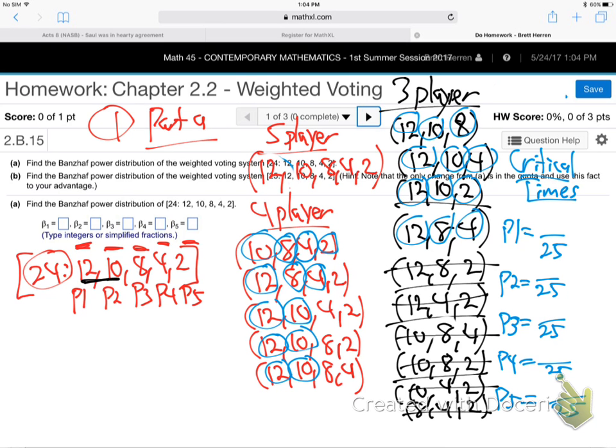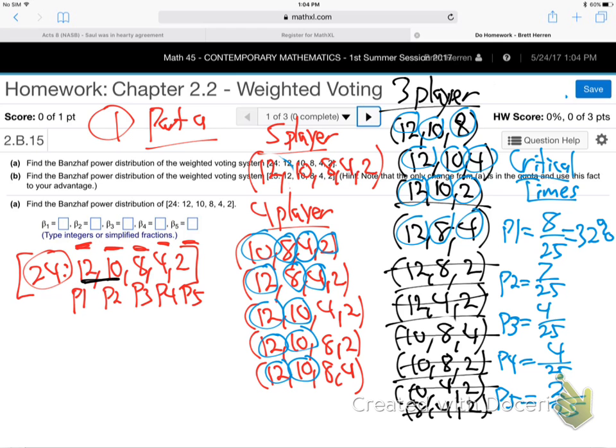All right, so how many are player 1? 1, 2, 3, 4, 5. Yeah, 8. Looks like 8. 8 out of 25. That's 32%. Player 2. 1, 2, 3, 4, 5, 6, 7. Yeah, looks like 7. How many are player 3, which is the 4, or the 8? The 8. 1, 2, 3, 4. How many are the 4? 1, 2, 3, 4. And then how many are the 2? 1, 2.